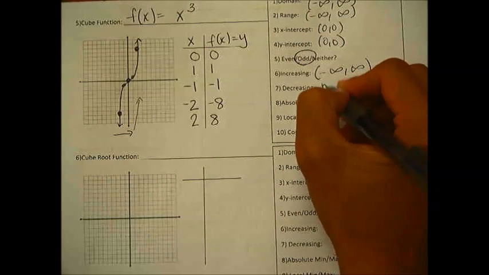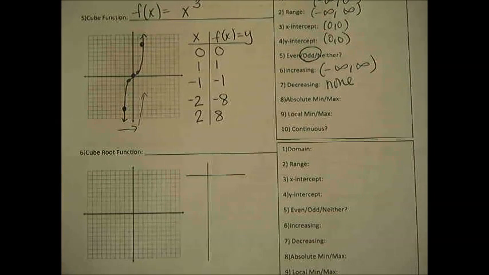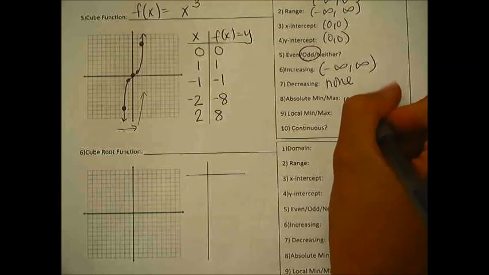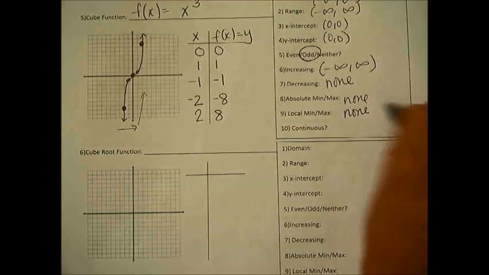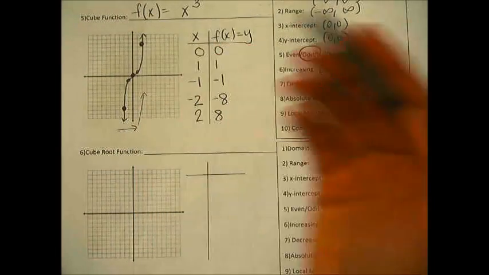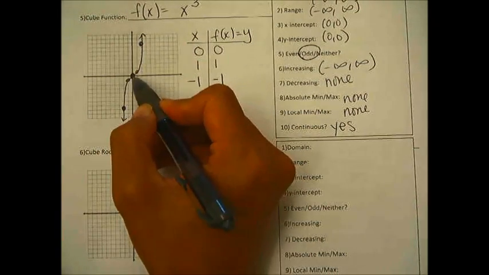Decreasing, never, right? If it's increasing the entire way, there's no room for decreasing. Absolute min, local max. Because it's increasing the entire way, there's no such thing as local min and local max or absolute. Okay, and is it continuous? Can I sketch this whole thing out without lifting up my pencil? The answer is yes.